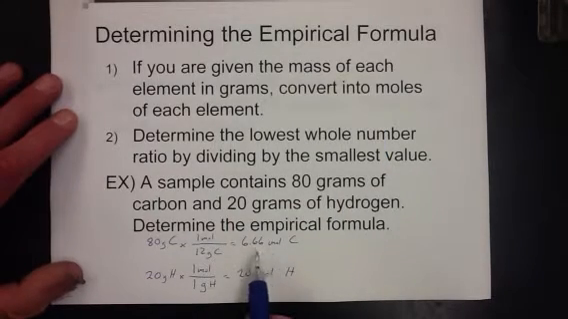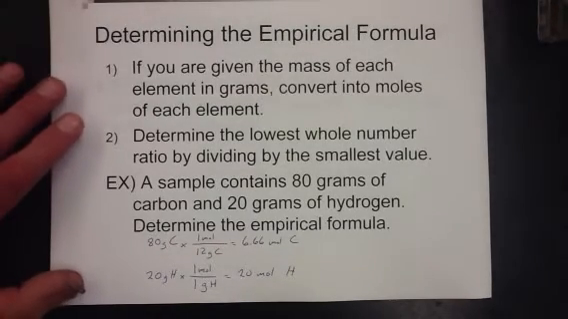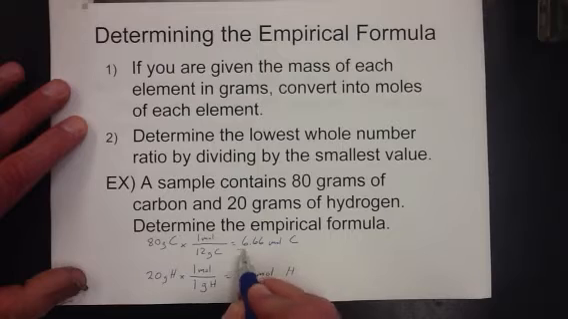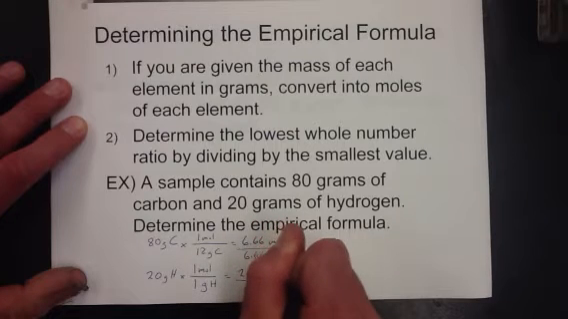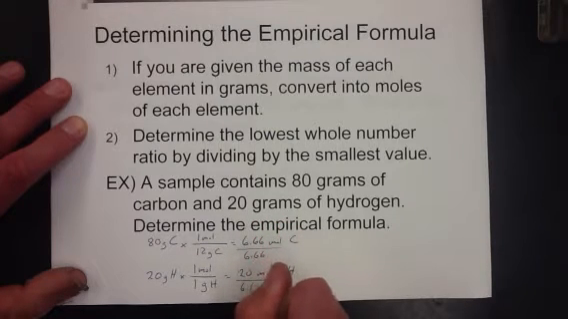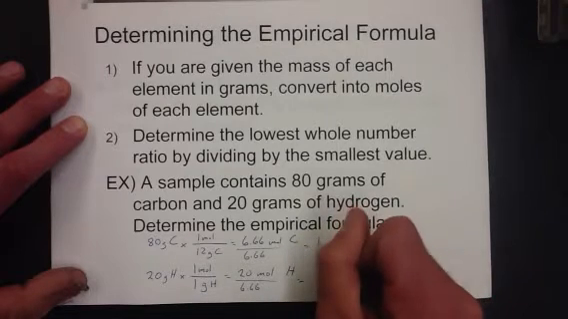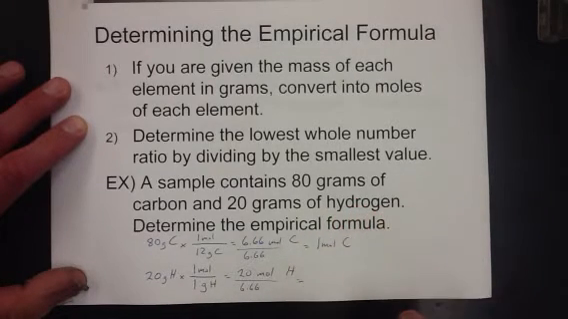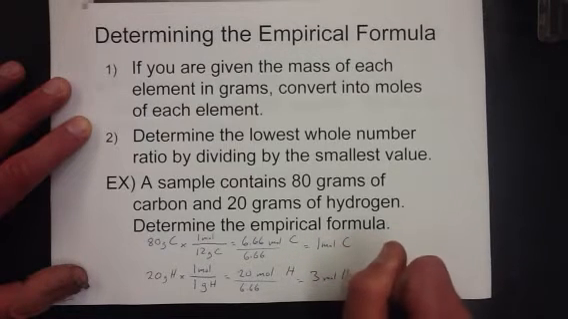Now the second step is to find the ratio between these things. So when we write out the formula, we want it to be whole numbers. And so we're going to divide by the smaller of these two numbers. 6.66 is smaller than 20, so we'll divide them both by 6.66. And when you do that, you get 1 mole of carbon, and you get 3 moles of hydrogen.